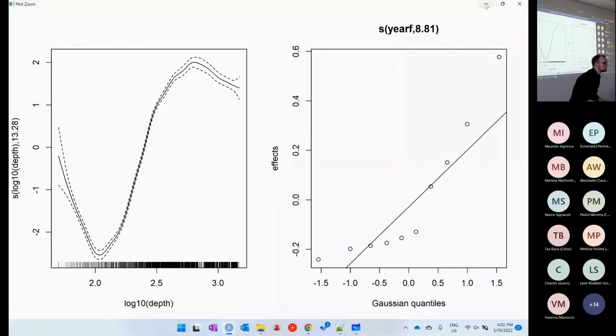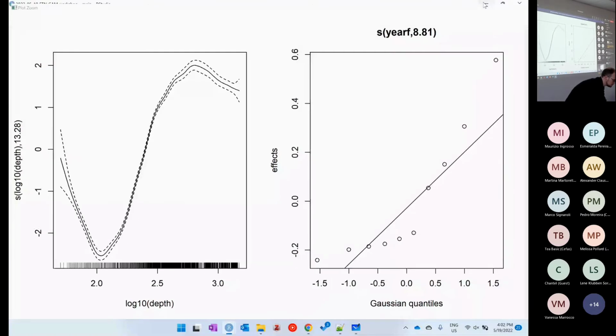If you wanted to plot, say, year-to-year variation, there's some code in the markdown file about how you use predict. You could predict what the values are for year and just plot them versus year. So that's possible to do if you want to. It's just not the default for MGCV.